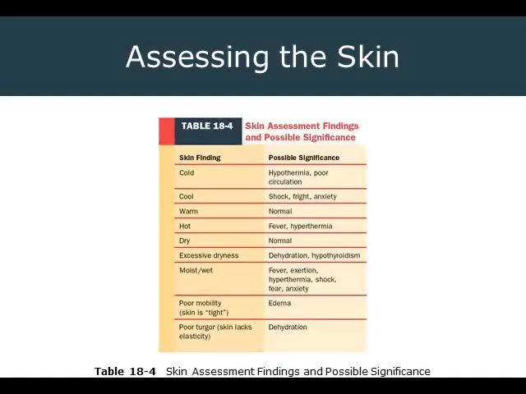Moist skin is from fever, exertion, hyperthermia, shock, fear, anxiety. And then poor mobility, where the skin is very tight. That would be something like edema or swelling. They have swelling in that area for some reason, and it's causing the skin to become taut. And then poor turgor, which is when the skin lacks elasticity.